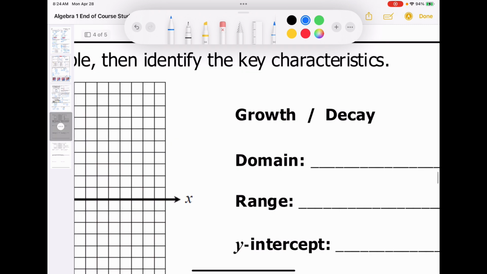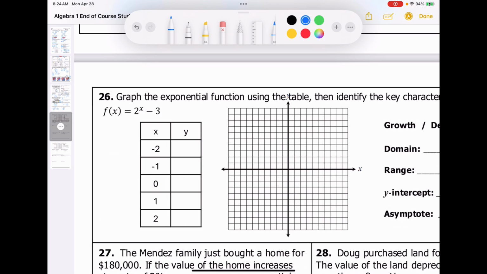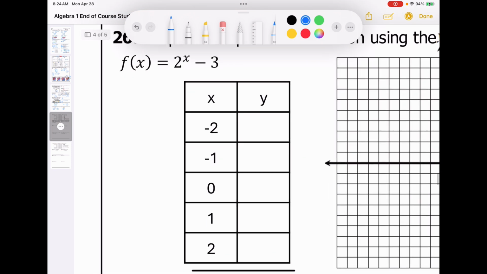All right, 26, we are graphing an exponential function. So I've given you half of the table, and then you need to finish it, graph it, and find the key characteristics. To finish the table, you take your x values and plug them in for x in the equation in your calculator. So when you do that, go ahead and fill out the table, pause the video, and then I'll have the table done when you come back.